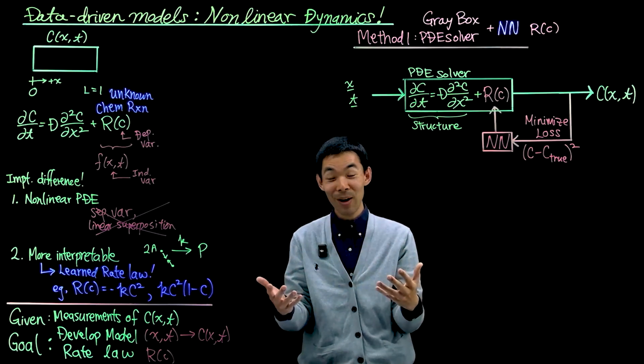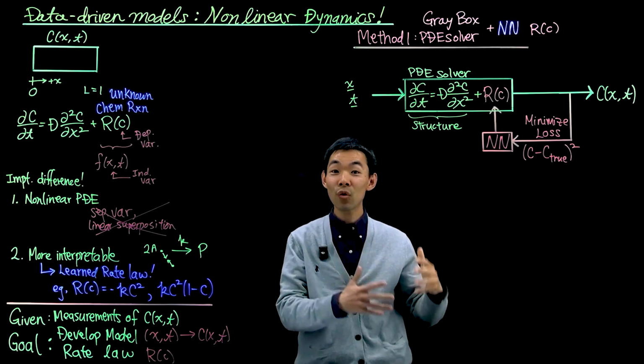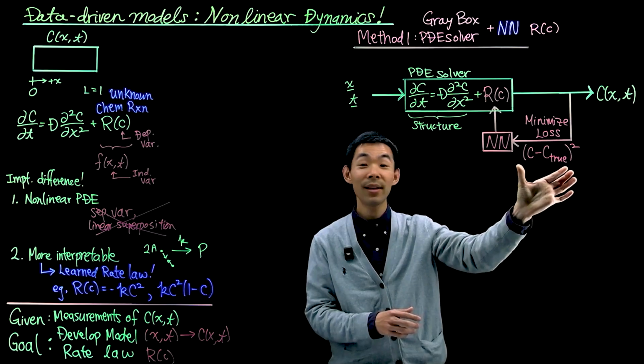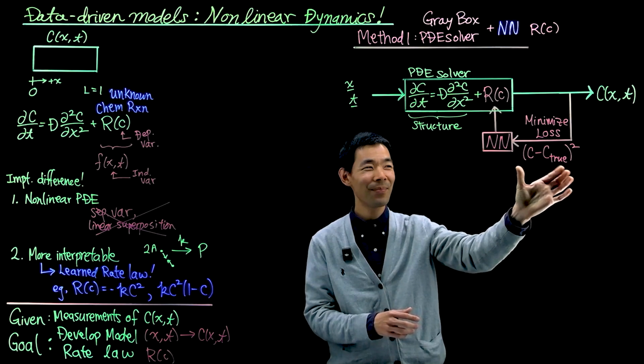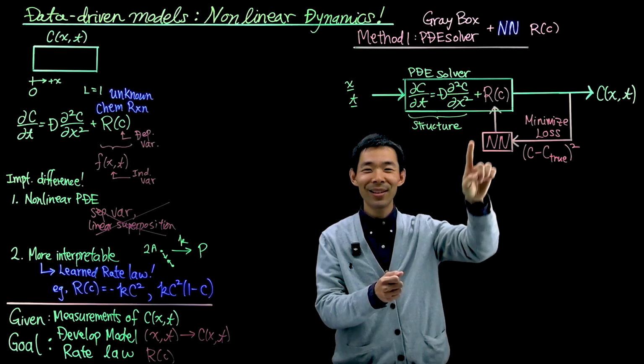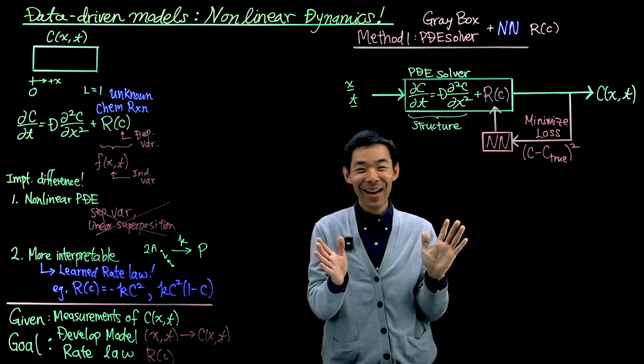You measure the experiments, we have simulated data, we have some true concentration data that we're going to train on. That's C true. You're going to take the mean squared error of that, and you're going to optimize the neural network weights inside this block, which is a black box. We don't know what's going on inside there.